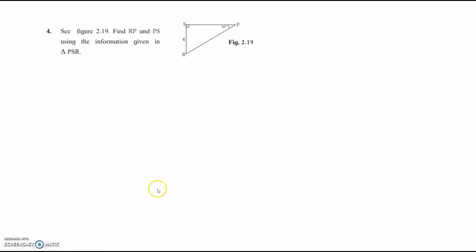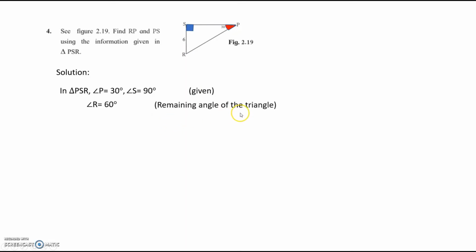Let's move on to question number 4. Find RP and PS using the information given in triangle PSR. So what's given to us? Angle P is 30 degrees, angle S is 90 degrees. So let's write down, in triangle PSR, angle P is 30 degrees, angle S is 90 degrees. So what will be the remaining angle, that is angle R? It has to be 60 degrees, and the reason will be remaining angle of the triangle. That means you can say triangle PSR is a 30, 60, 90 triangle.